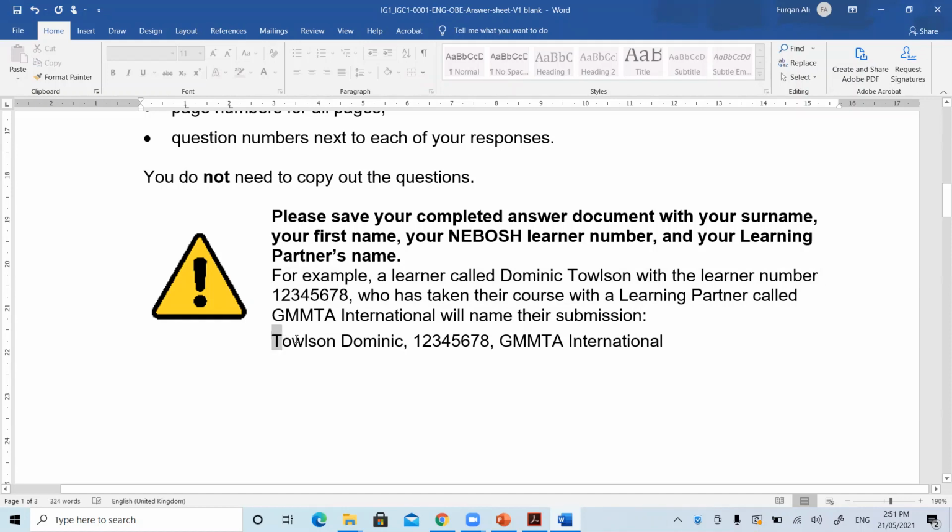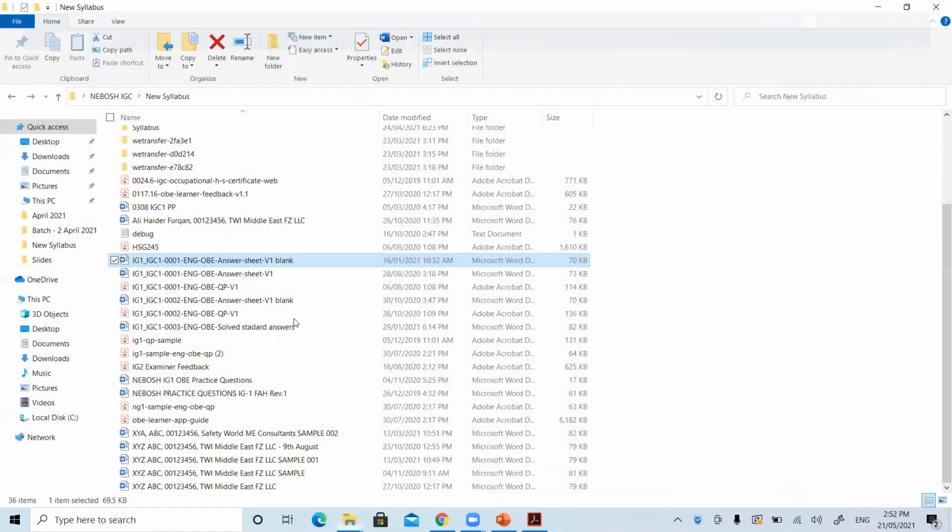He will call his submission as Towlson Dominic. So the surname is coming first. For example, my name is Furkan Ali. I will write Ali Furkan. So Towlson Dominic, then the learner number, and then the learning partner name. So let me just close this and show you how to rename this file.